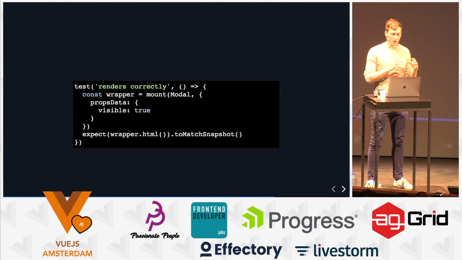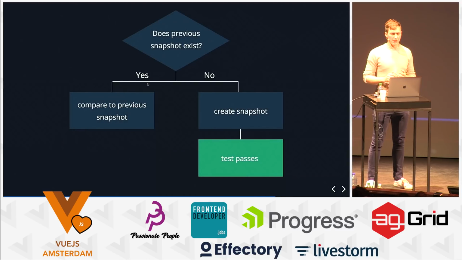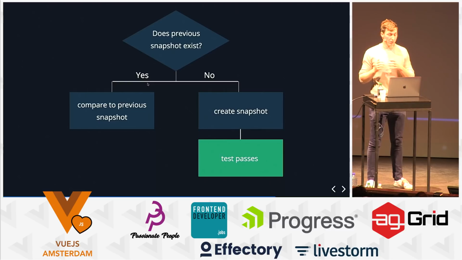And then we can use this toMatchSnapshot matcher. And this is going to trigger the snapshot test. So when Jest runs this test, it's going to see the toMatchSnapshot matcher, and it's going to run through this logic. Firstly, it checks if a previous snapshot exists. If it does, it will compare the new output, so the value that we called expect with, to the previous snapshot. If a snapshot doesn't exist, then Jest will create a snapshot file, and the test will pass.